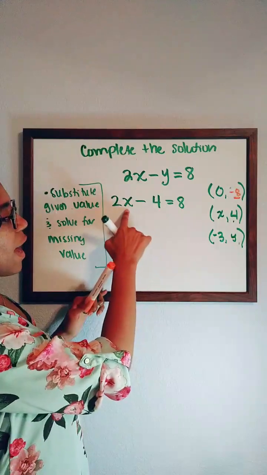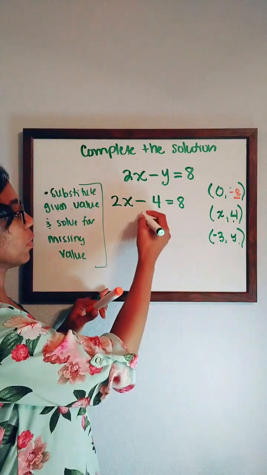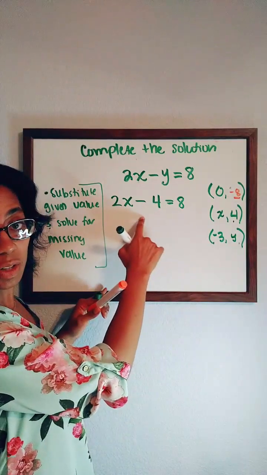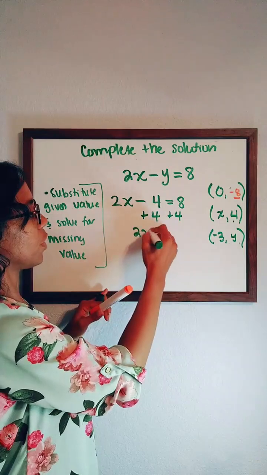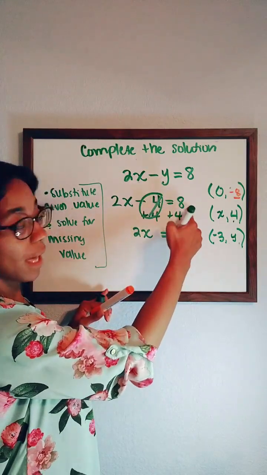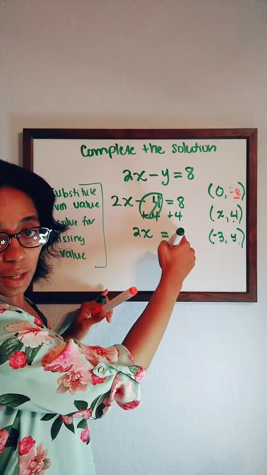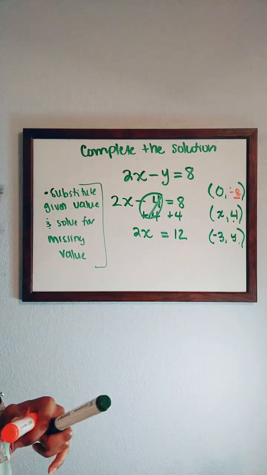Now I have one variable, so I'm just going to go ahead and solve for it like I normally do. How do I get rid of all this stuff over here? Plus 4 on both sides. Thank you. So now I have 2x. This becomes 0 is equal to 8 plus 4, which is 12 in my last step.